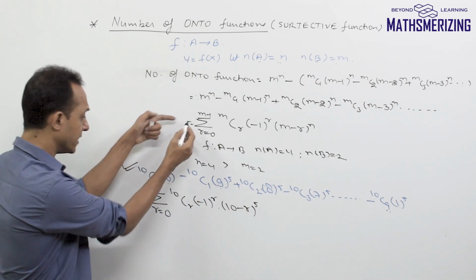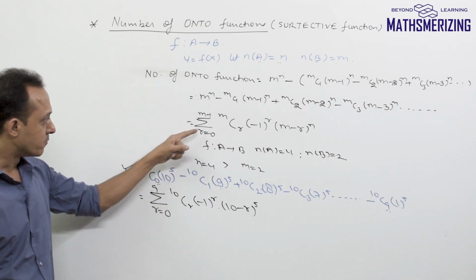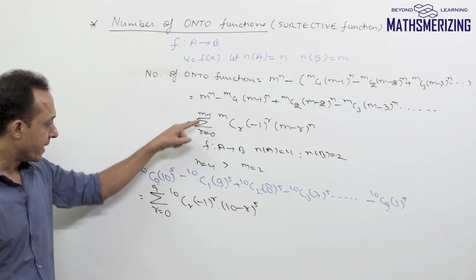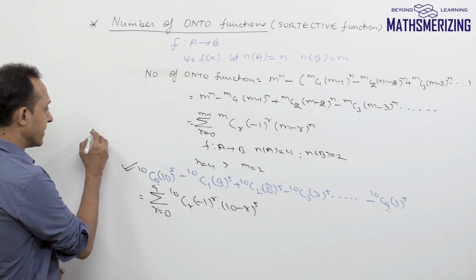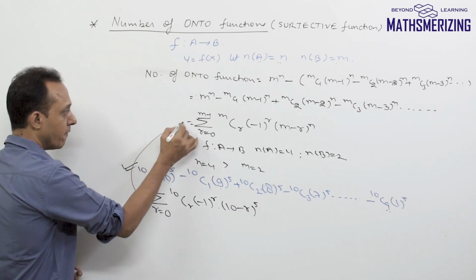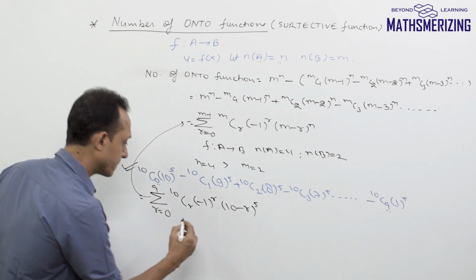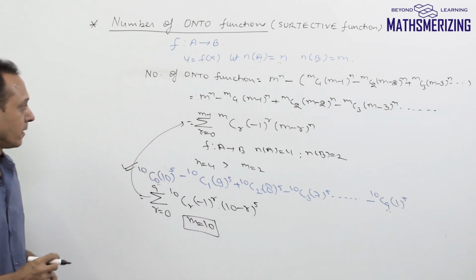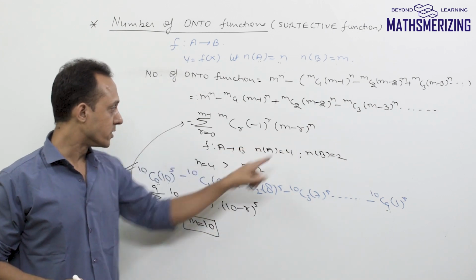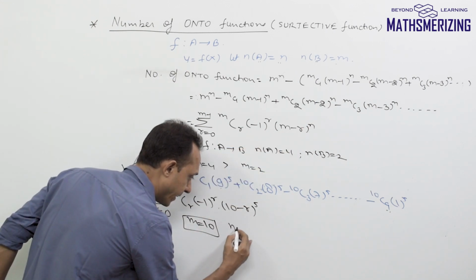Now if I compare it with this formula, where r varies from 0 to m minus 1, and then it should be m and m here. So clearly I can say this formula is related to the formula for the number of onto functions. Here the value of m is 10. Now if I look at the value of n, what is the value of n here? The value of n is 5.